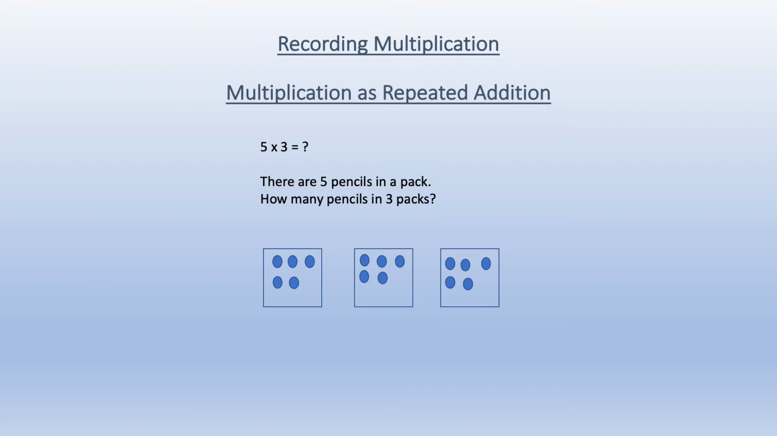For example, here we have a number sentence, 5 times 3, and then I've put it into context with a word problem. There are 5 pencils in a pack, how many pencils in 3 packs? So we can draw 3 boxes representing the packs, and then we can put 5 dots in each box to represent the pencils. And then we can add the 3 lots of 5 to make 15 and put in the final answer to the original question.